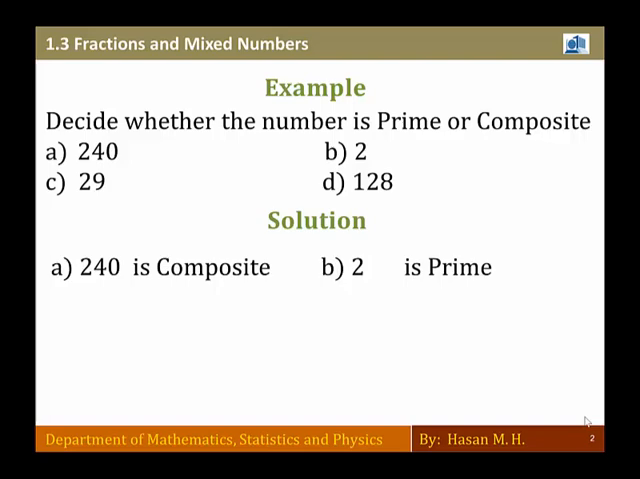C: 29. 29 is a prime number because 29 is divisible by itself and by 1 only. D: 128. 128 is a composite number because 128 is divisible by itself, by 1, and by 2.